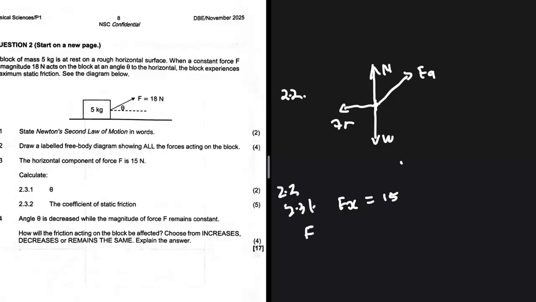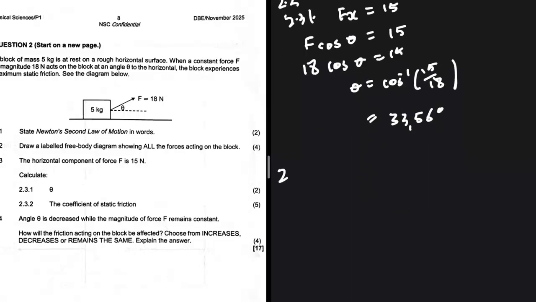So that is F. This is a flat surface, not an incline. So the x component is actually F cos theta, right, this is equal to 15. So the force applied is 18 newtons. 18 cos theta is equal to 15. Right, so theta will be equal to cos inverse of 15 over 18. So theta is equal to, 15 divided by 18, cos inverse, that is 33.56 degrees.